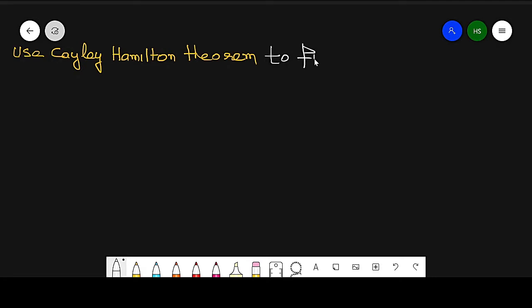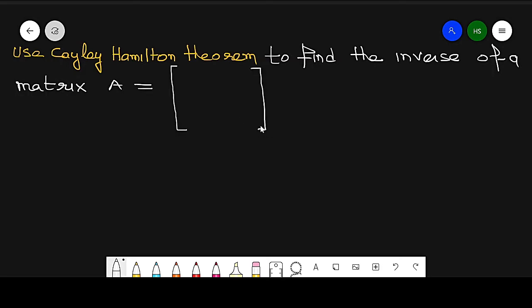Statement of the next question: use the Cayley-Hamilton theorem to find the inverse of a matrix A, which is equal to, first row 1 2 3, 0 1 2, 0 0 1.